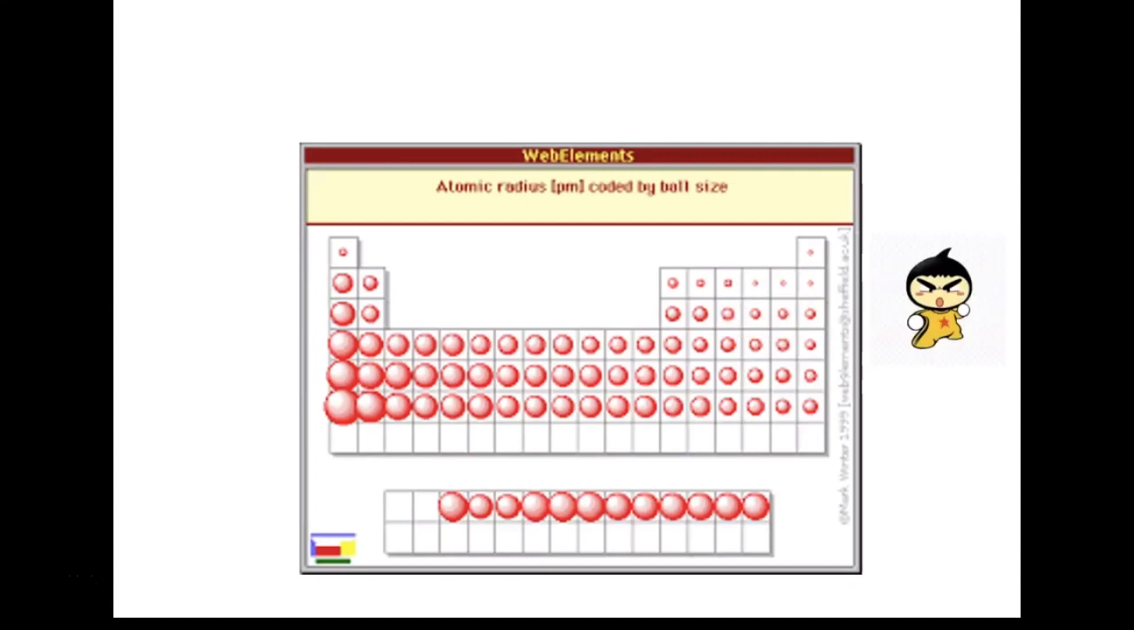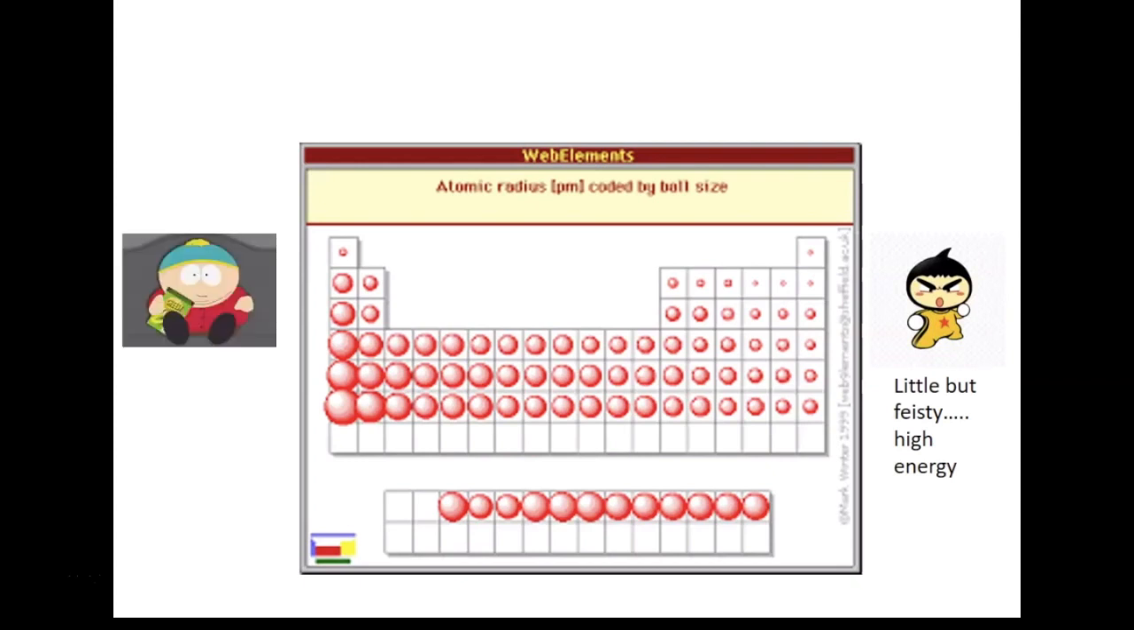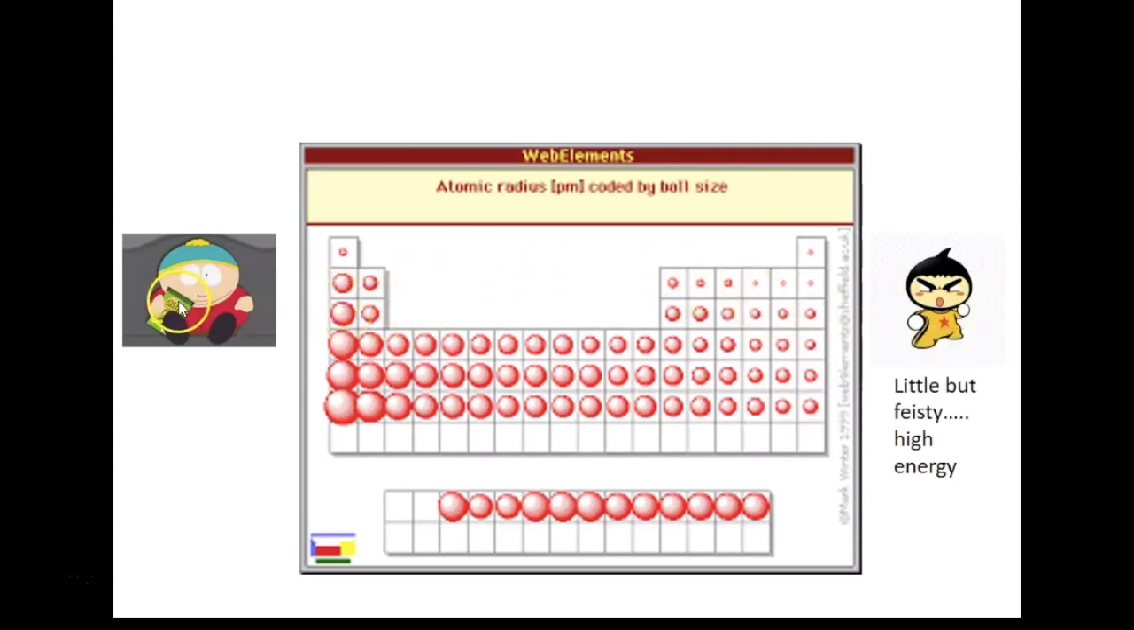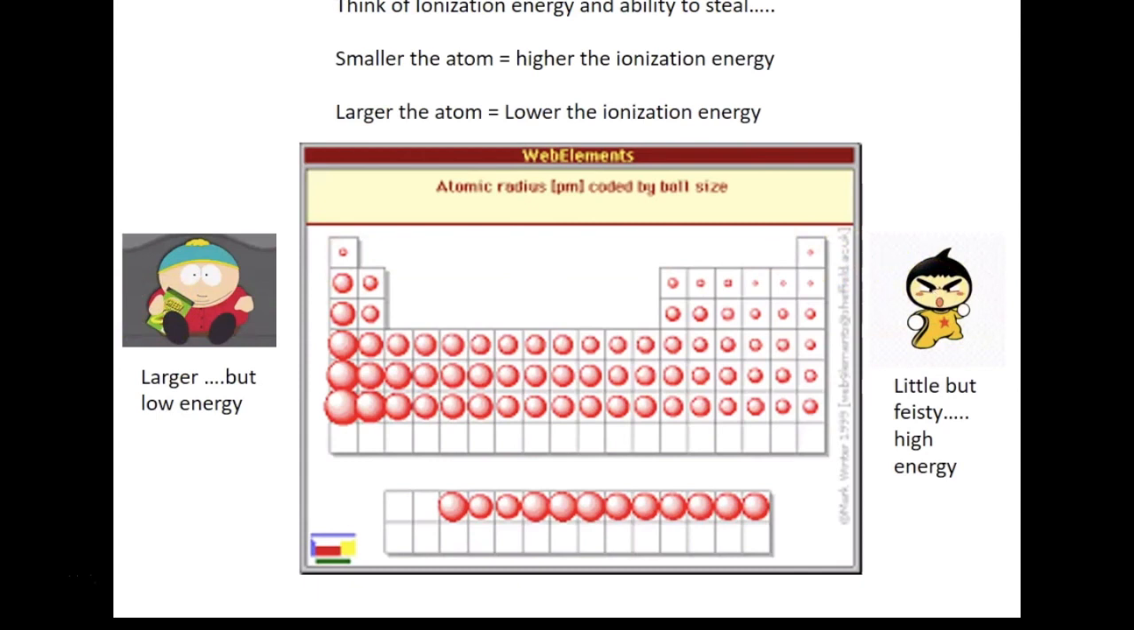Let's say you've got this little feisty guy here, little karate guy. Okay, he's little but he's feisty. He's high energy. Then you've got Cartman from South Park, who has his cheesy poofs here, and he's not as feisty as this guy. Even though Cartman is bigger, Cartman's probably going to lose in a battle against this little guy. So in reality, chlorine always steals from sodium. Okay, big guy is going to get his cheesy poof, or his electron, taken from this guy. And that's sort of how we're going to talk about this.